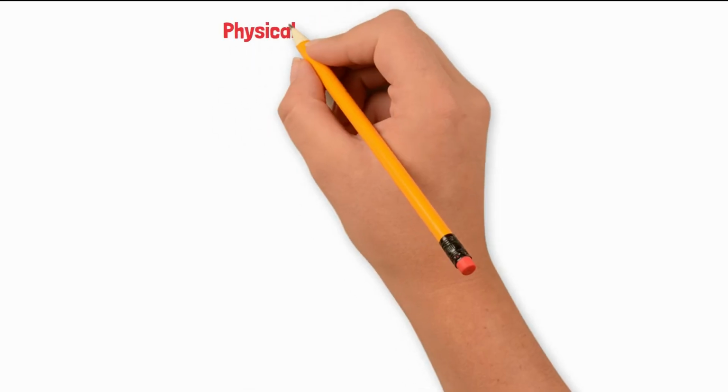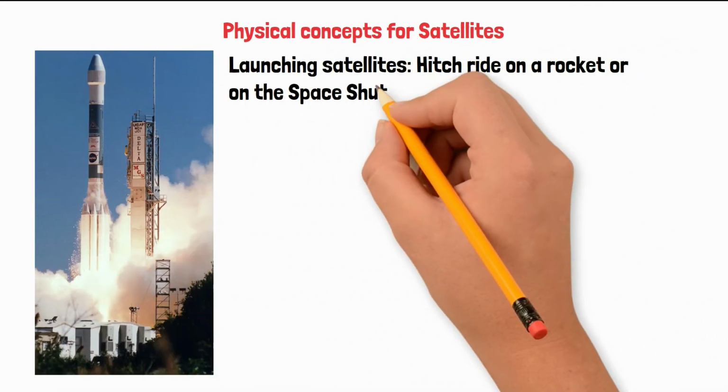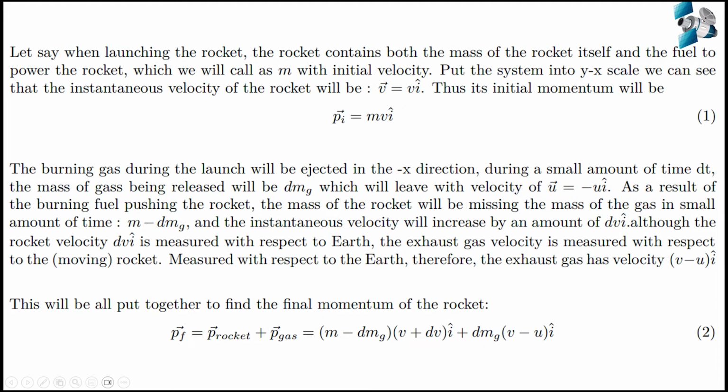So next up, we're going to discuss how a satellite goes from the surface of the Earth to its orbit. Usually, when launching a satellite into its orbit, the satellite hitches a ride on a rocket or on the space shuttle, where it is placed inside the cargo bay. Let's say when launching, the rocket contains both the mass of the rocket itself and the fuel to power the rocket, which we will call m, with an initial velocity. Putting the system into an x-y scale, we can see that the instantaneous velocity of the rocket will be v times vector i. Thus its initial momentum will be p equals m v i.